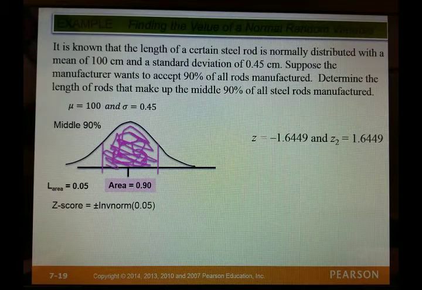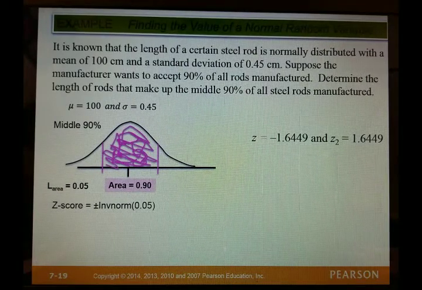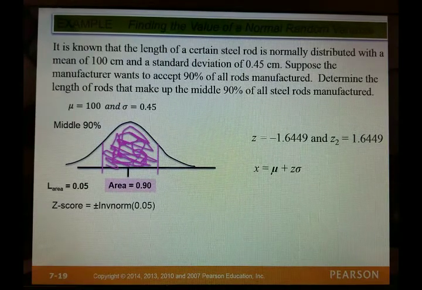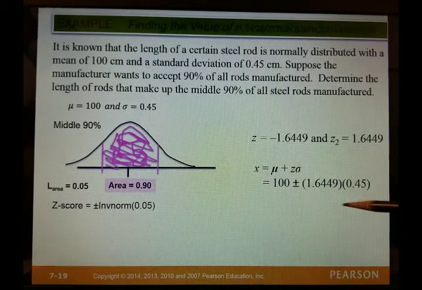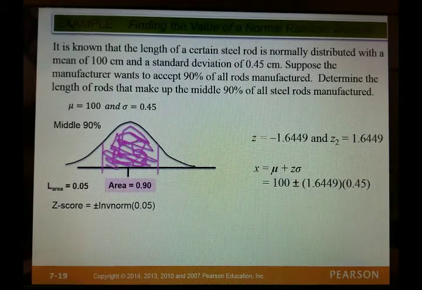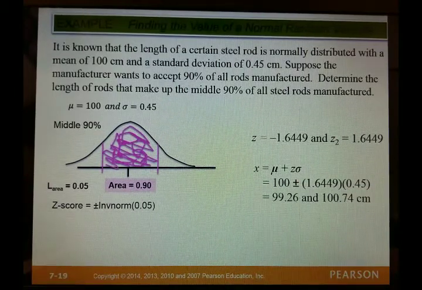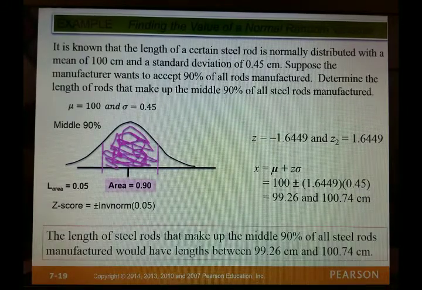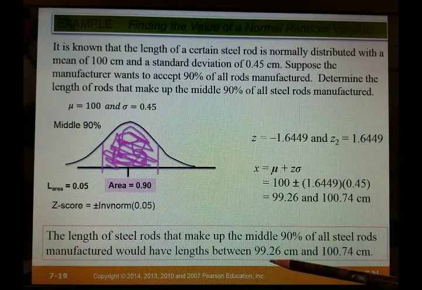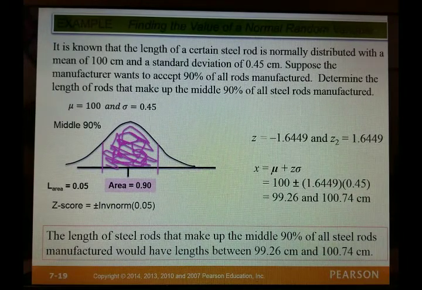Now remember, we're determining the lengths of the rod, so that means we are finding the lengths. On your formula card, chapter 7, you'd go find the score, I think is how it's titled. Plug in your values. Remember, we had a positive and a negative z-score there, so type it once with a minus, once with a plus, and there would be your final answer. That the middle 90% of the rods would have a length between 99.26 hundredths and 100.74 hundredths of a centimeter.